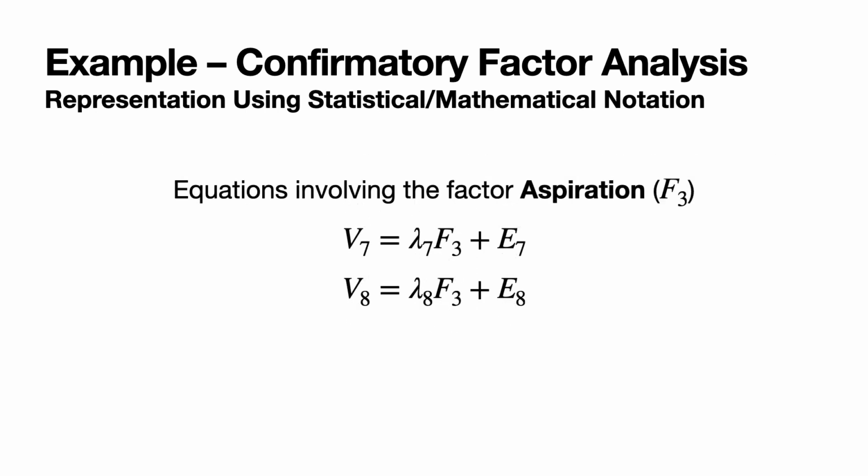Finally, the equations involving the factor aspiration, or F3, are as follows. So V7, which is the general educational aspiration score, is related to the aspiration factor F3 through the equation lambda 7 times F3 plus E7. And V8, the general vocational aspiration score, is related to the aspiration construct through the equation lambda 8 times F3 plus E8.